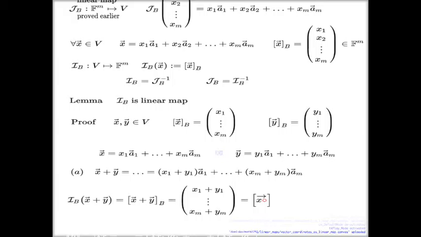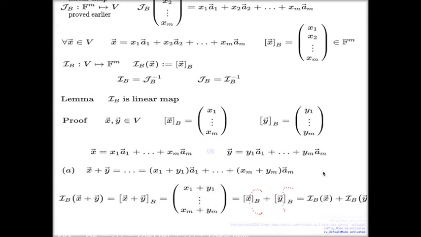Next, because of the way we add m-tuples, I can split this into two individual m-tuples, and each of them individually is the IB of x and IB of y. This is the end of the verification for part A.